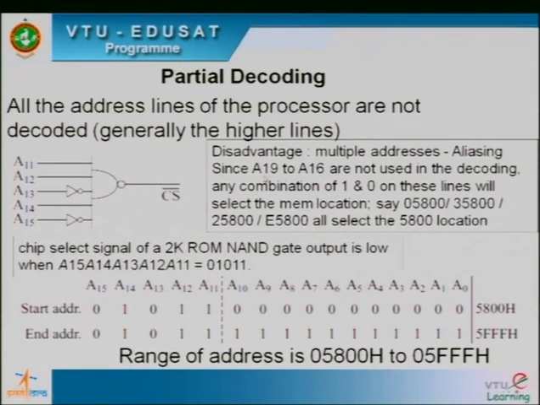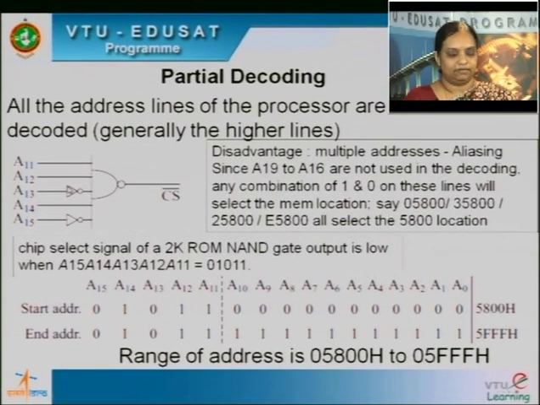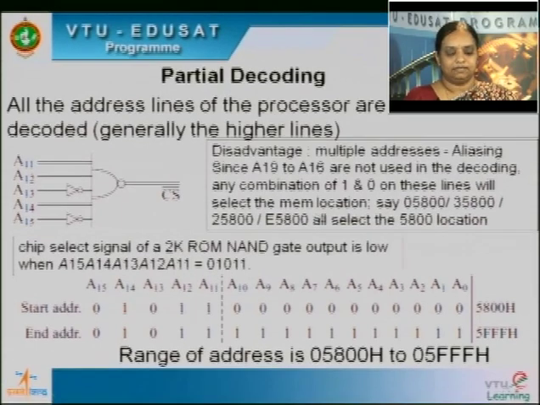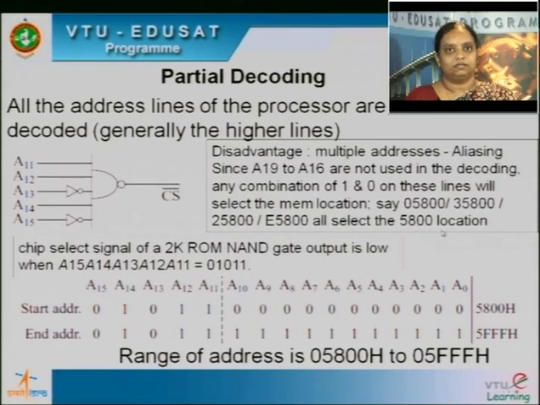Let us say they can be 3. If this is 0011, then the address range is 35800. This 3 is not connected anywhere, but this 5 will activate this, and a 5800 will activate a location. So whether it is 05800, 35800, 25800, E5800, any combination, they will all select the 5800 location. So multiple addresses will select the same location, which is the location 5800. So this aliasing effect comes into the picture when we are doing partial decoding. The only advantage of partial decoding is that the number of input lines of your NAND gate reduces, but it will lead to multiple addresses locating the same location.